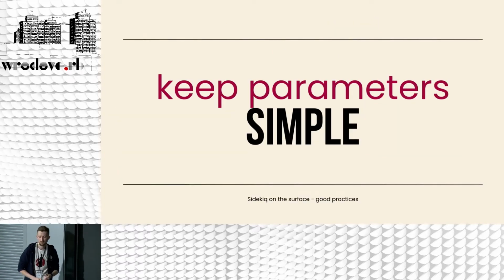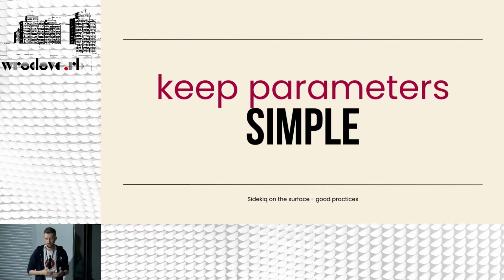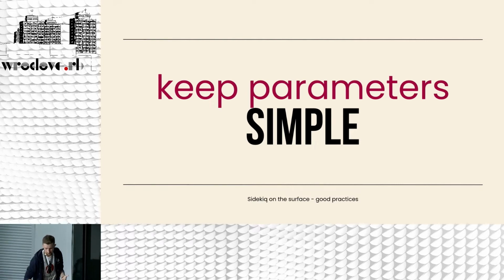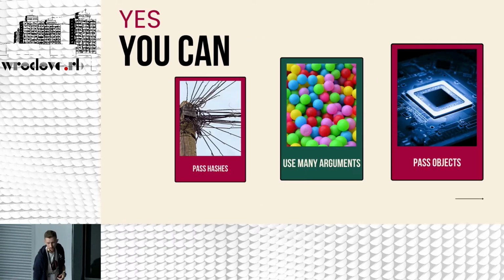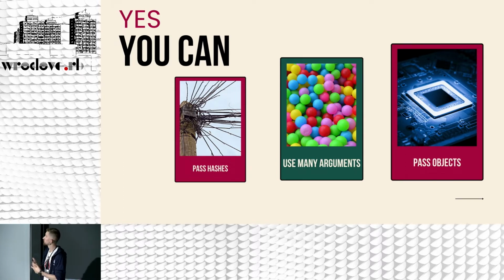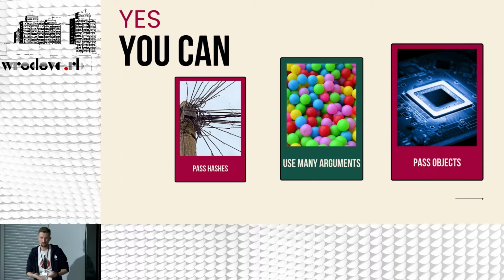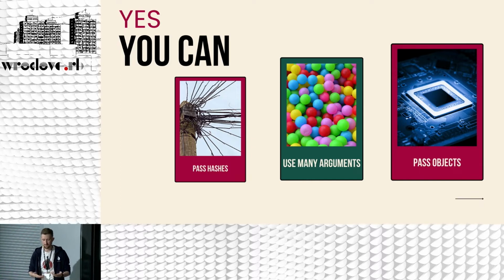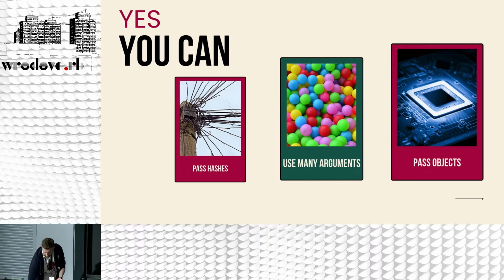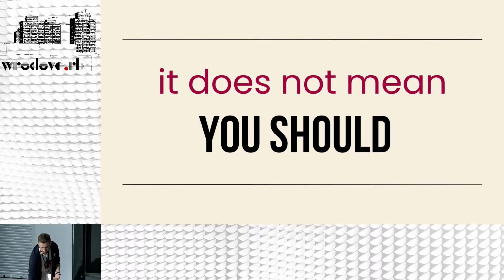The next thing is about keeping parameters simple. This one is very important. I think it's fundamental for background jobs. And the basic idea behind simple parameters is not only to save memory. Of course, you can pass some hashes, use many arguments, even pass objects. With Active Job, you get the serializers and deserializers. With Sidekiq, you probably have to implement the serializers by yourself. But yes, you can, but it doesn't mean that you should.